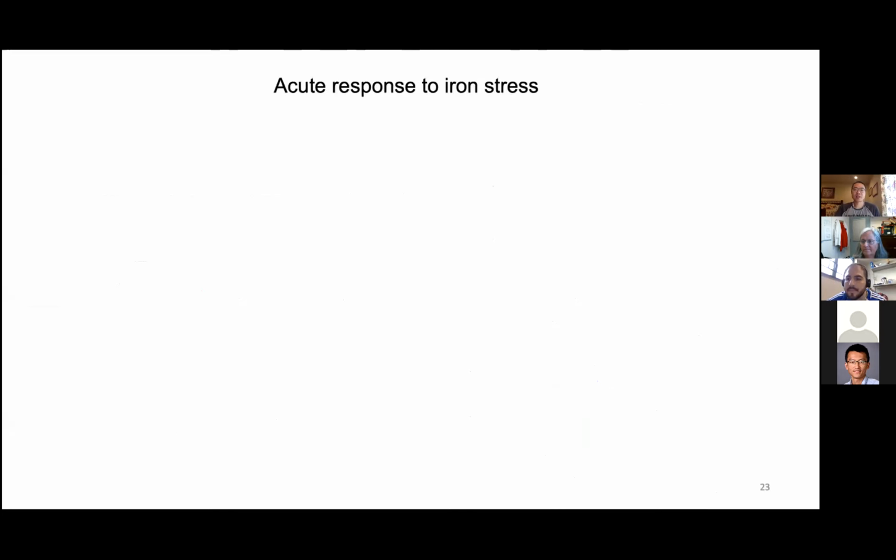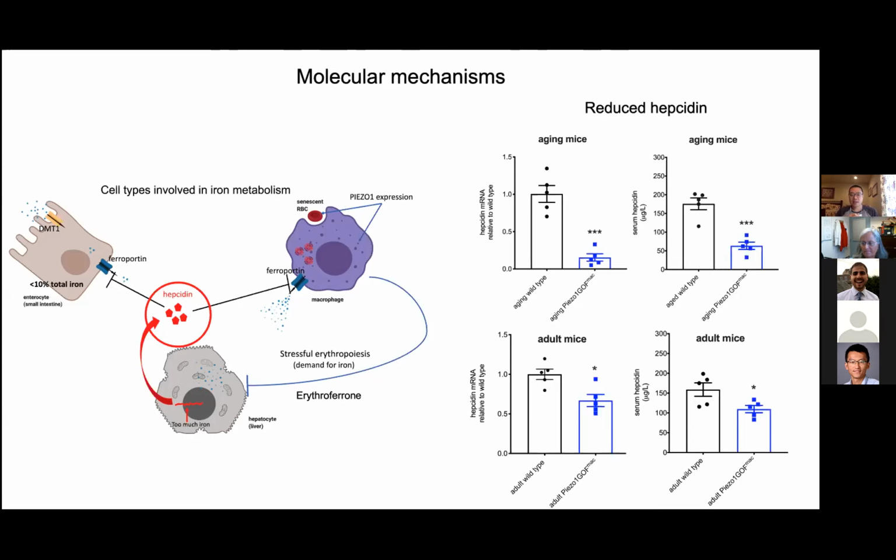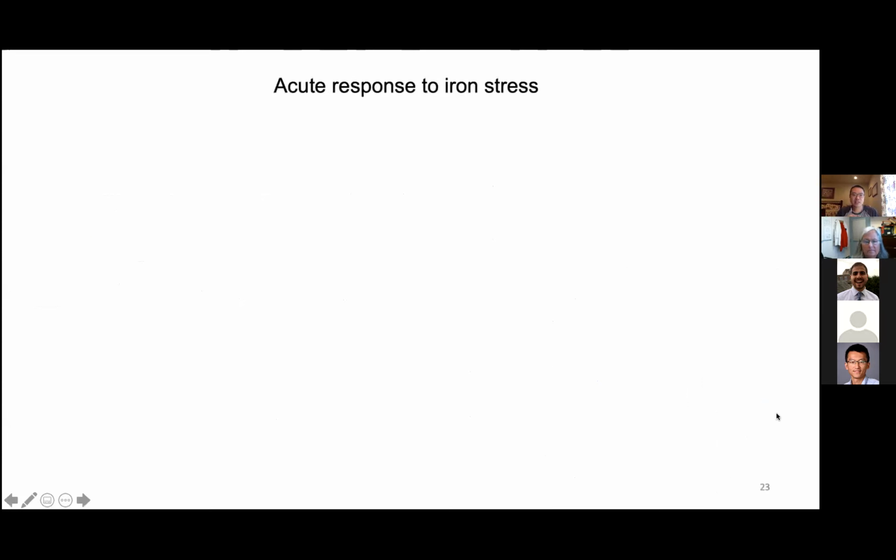So this experiment on the younger adults also suggests that, although they haven't developed the iron overload phenotype, they may have a compromised acute response to iron stress. To test this hypothesis, I did an experiment in which I injected iron dextran into the animals for 24 hours. In this case, it's just a wild type animal.